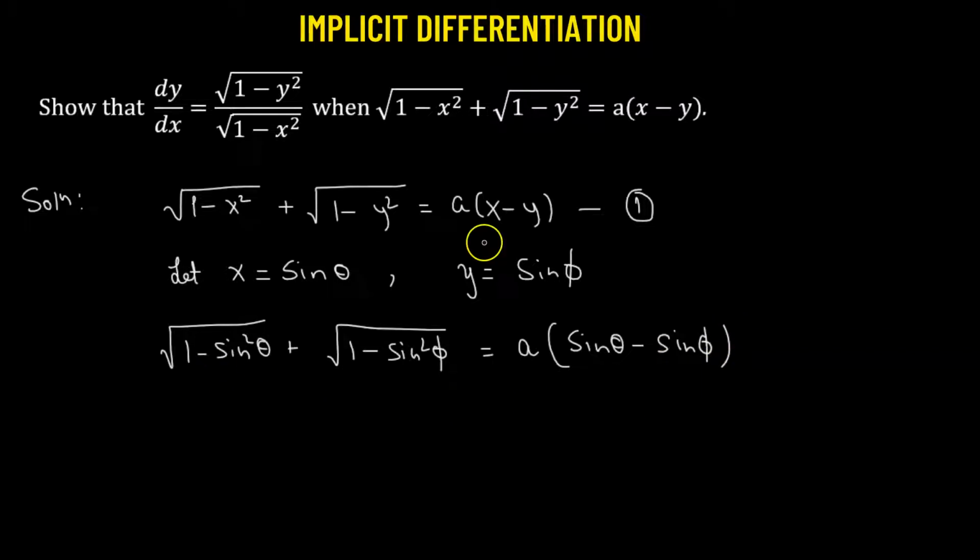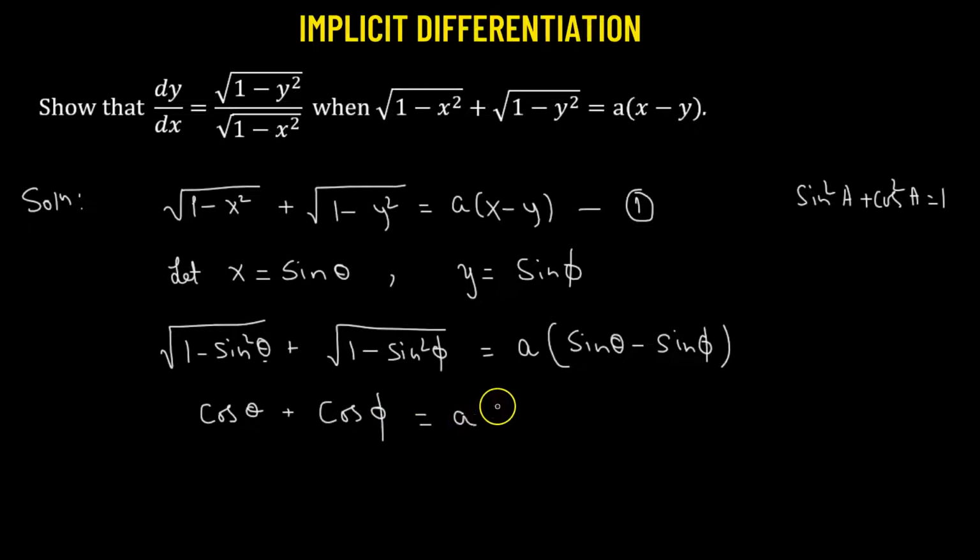Right. Now we know that sine squared A plus cosine squared A is always equal to 1. In our case, we have theta. So when we have sine squared theta plus cosine squared theta equal to 1, then we can have square root of 1 minus sine squared theta replaced with cosine of theta. Similarly, square root of 1 minus sine squared phi will be cosine phi. So this will be equal to a times sine theta minus sine phi.